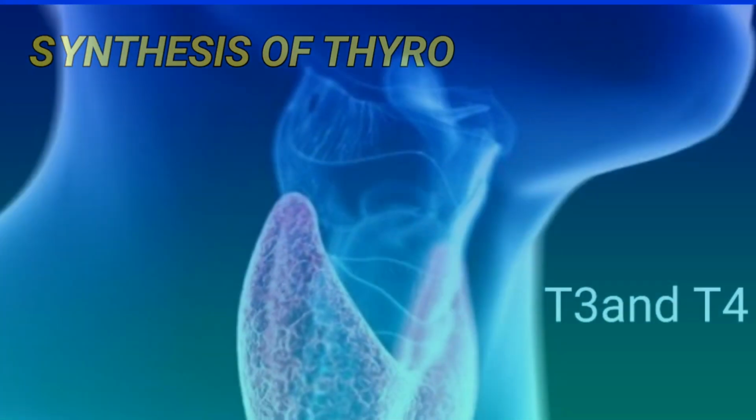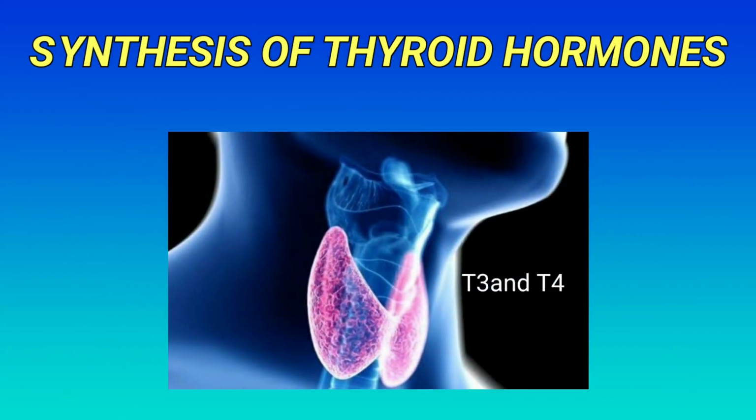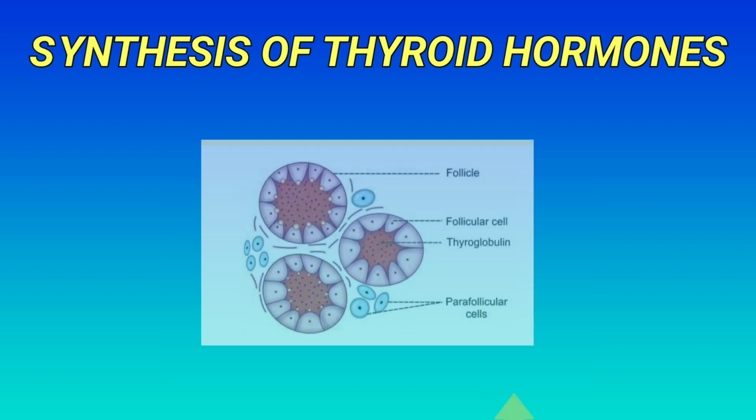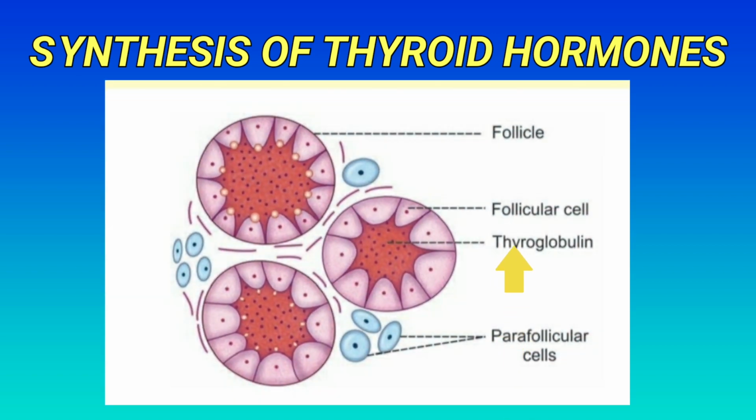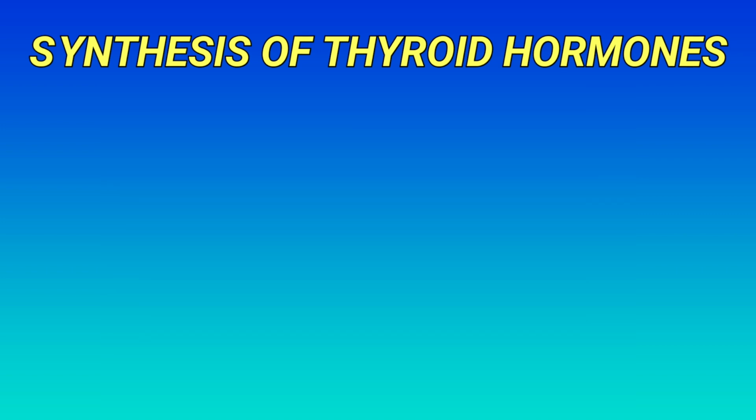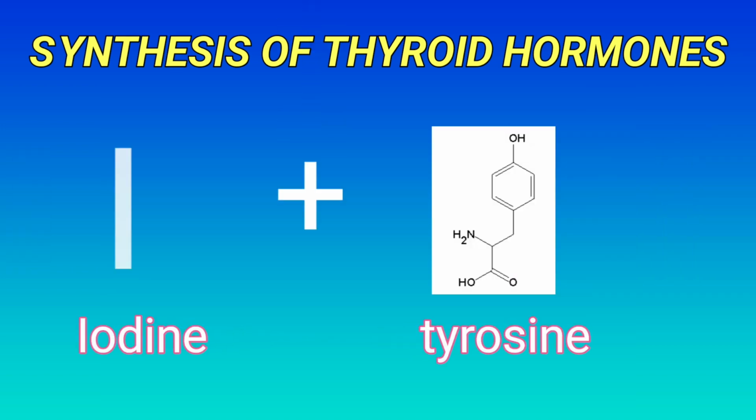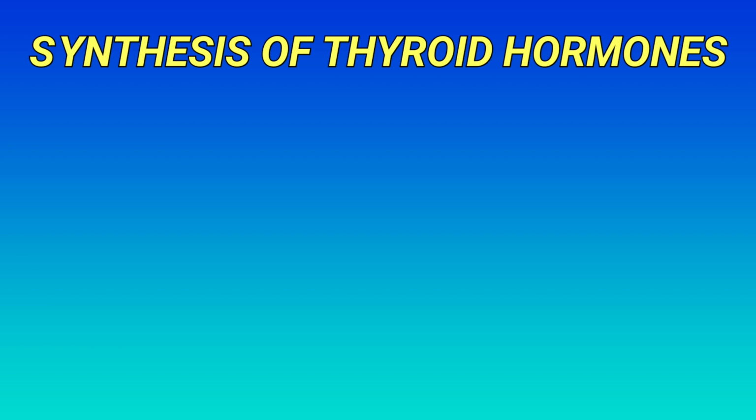In today's video, we are going to learn about synthesis of thyroid hormones. Synthesis of thyroid hormones takes place in thyroglobulin, present in the follicular cavity. Iodine and tyrosine are essential for the formation of thyroid hormone.